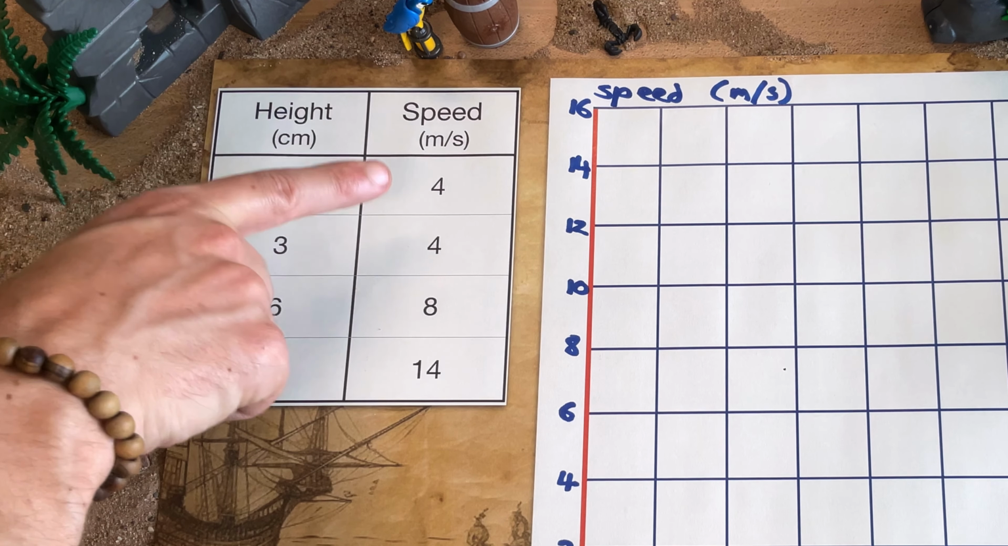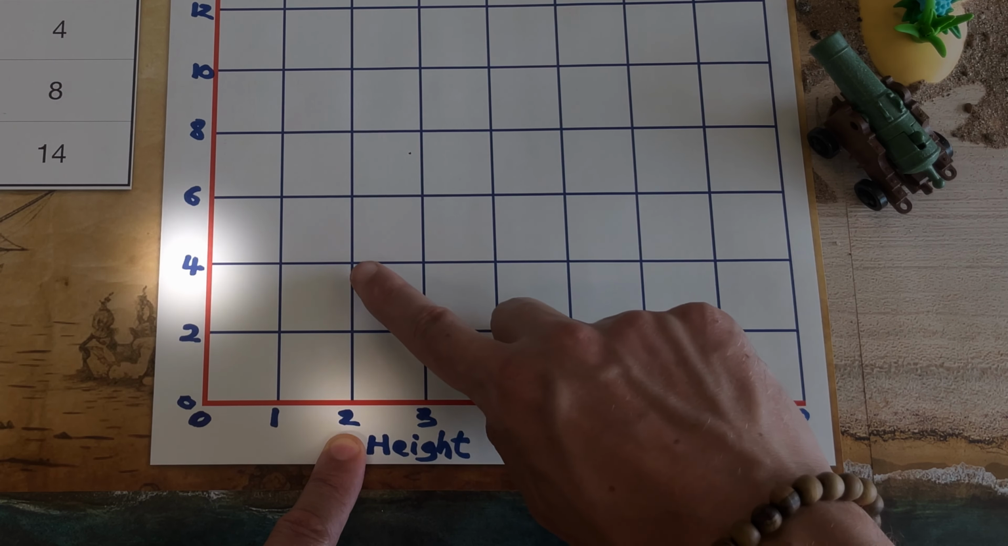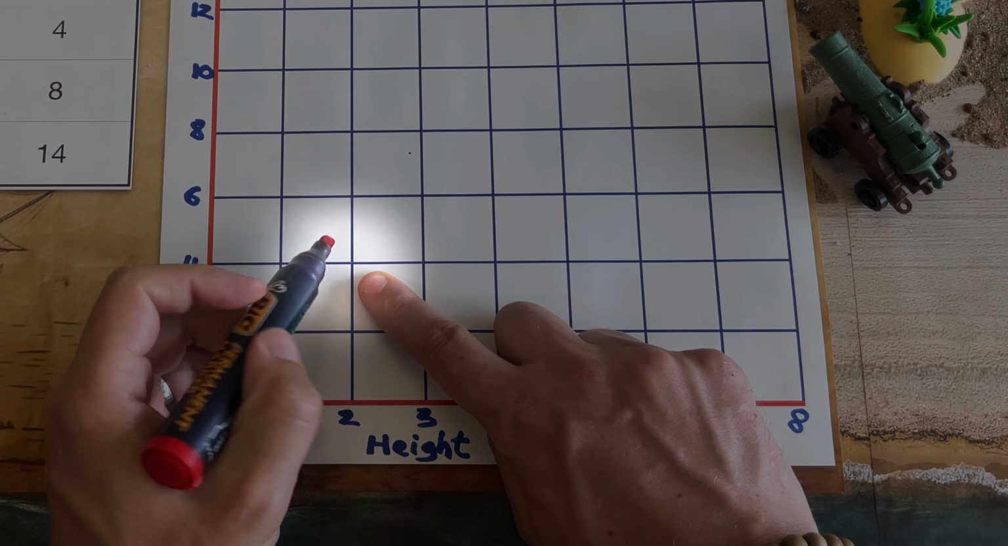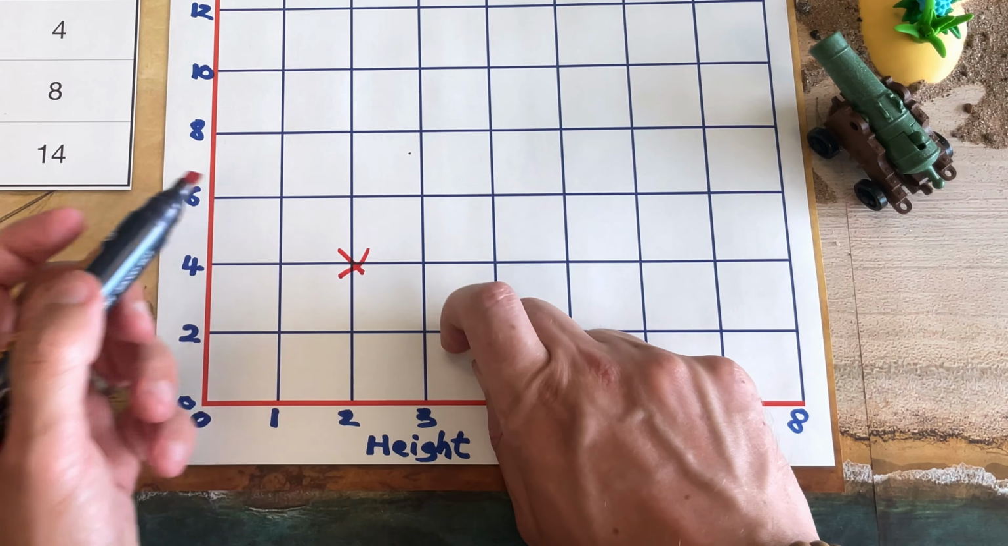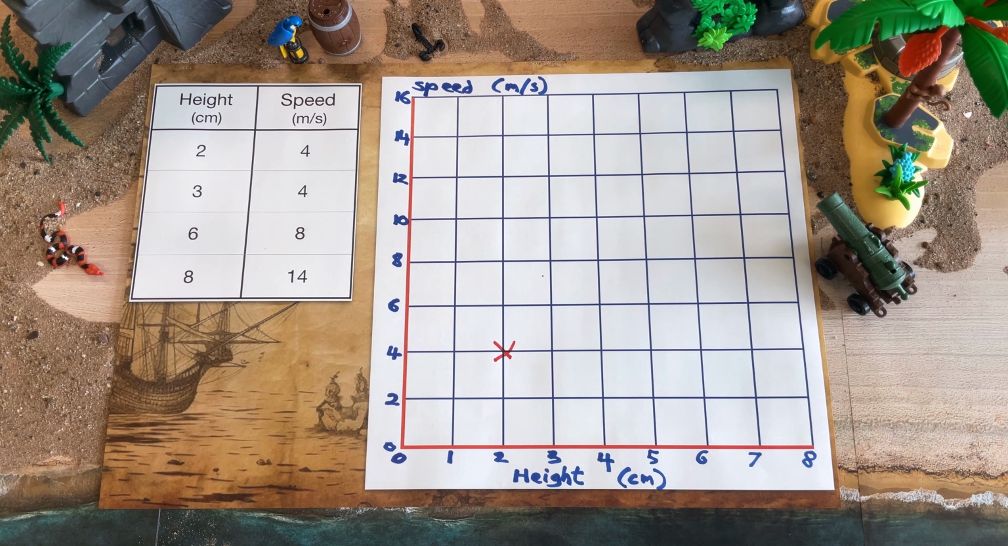Our first speed is 4, so what we're going to do is move upwards until we're level with the number 4 on the speed axis. And this is where we put our cross. After all, X marks the spot. Now we've plotted our first point, we can move on to plotting our second.